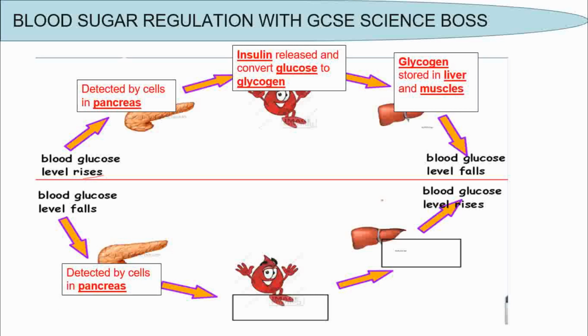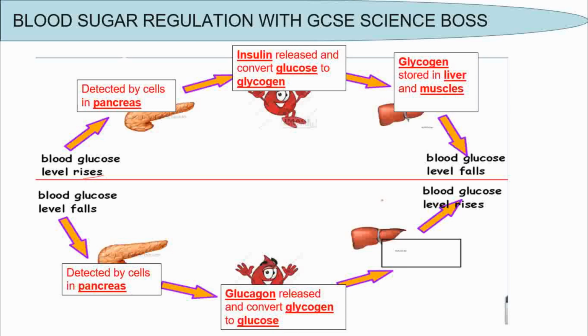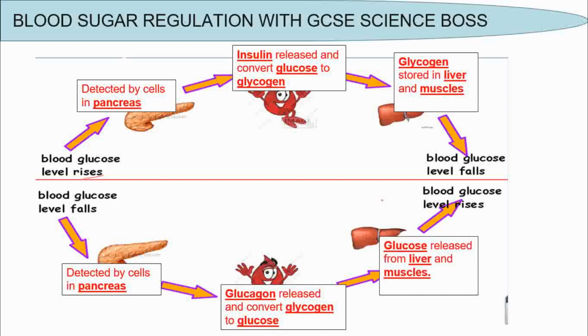When the blood glucose level falls and this is detected, the pancreas will release a hormone called glucagon. Make sure you look at these words. I know there are lots of G words here, but make sure you look at the spelling. That glucagon will cause the glycogen to be converted into glucose, which will raise your blood glucose level back to where it needs to be. That glucose is released from the liver and the muscles, and it goes right back to being normal.